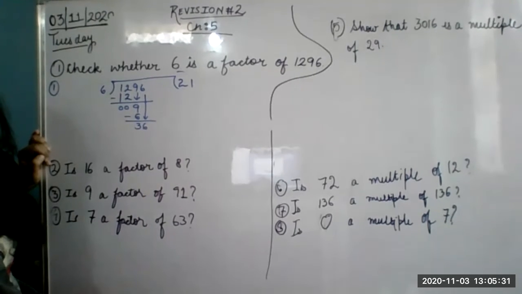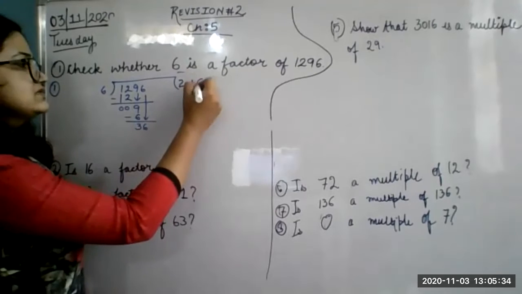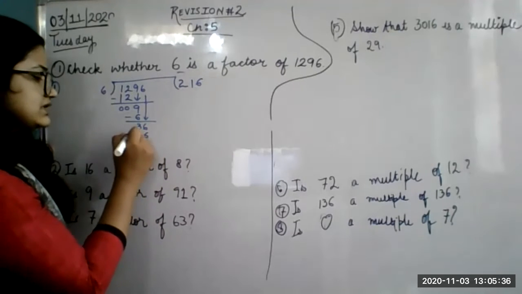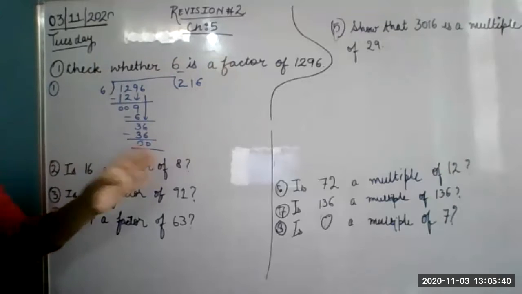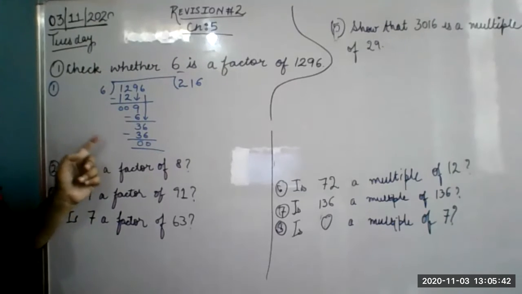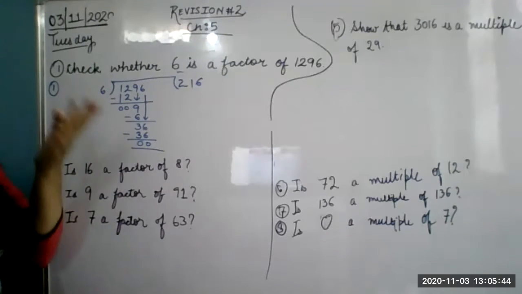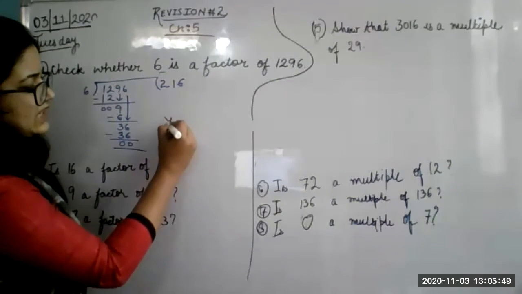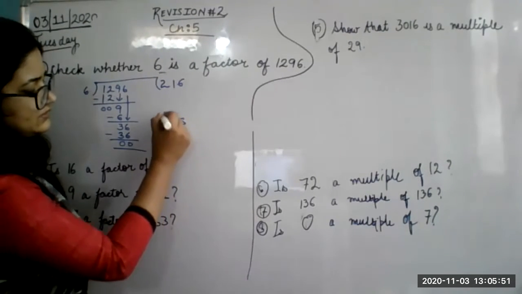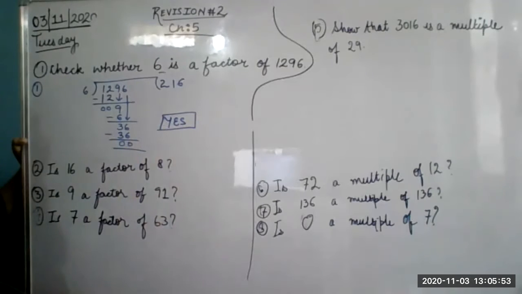Okay, when does 36 come in the table of 6? 6 sixes are 36. And you subtract it, you will get 0. Now tell me, is 6 a factor of this or not? If the remainder is 0, then yes, 6 is a factor of this. Yes, ma'am. Yes, the answer would be yes.